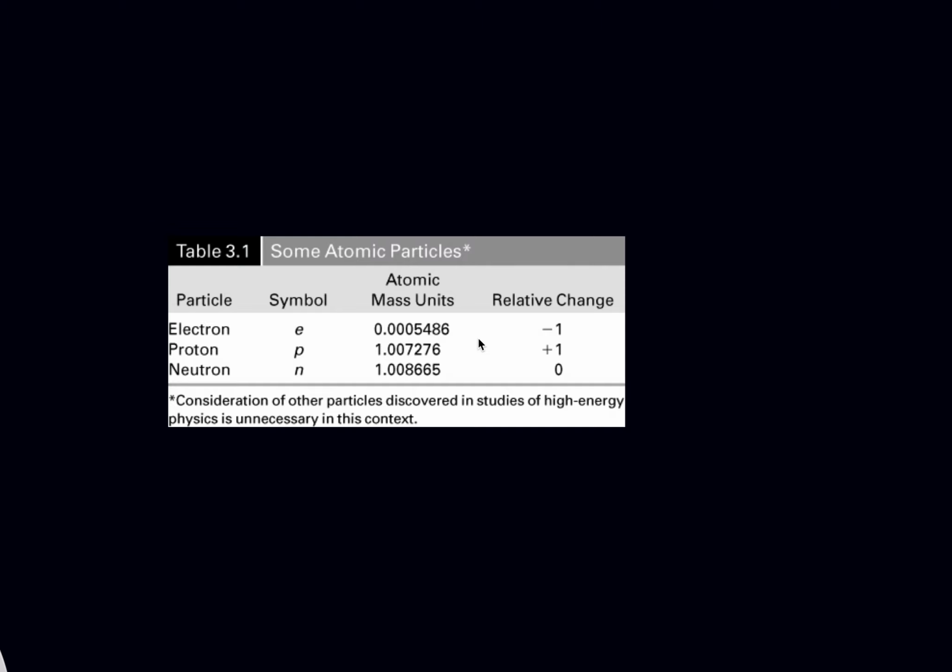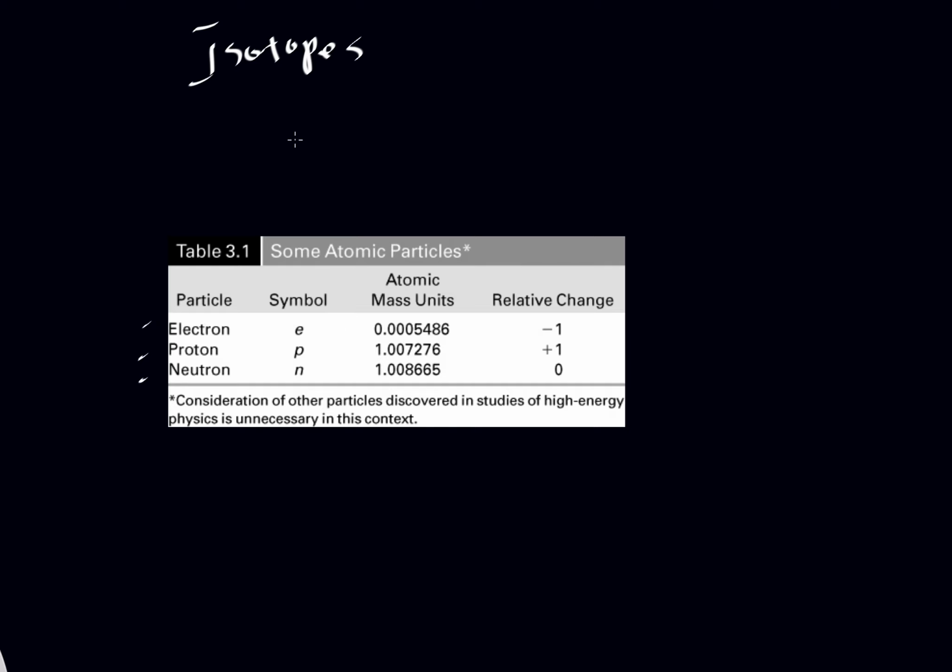Hello everybody. So in this video I want to introduce the idea of isotopes and also say a little bit more about atomic mass units. And I'm going to make use of this very nice table from a textbook in mineralogy by Klein and Dutrow, where they list the masses of the proton and the neutron and electron.